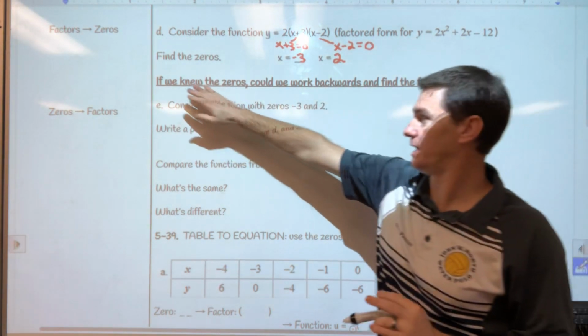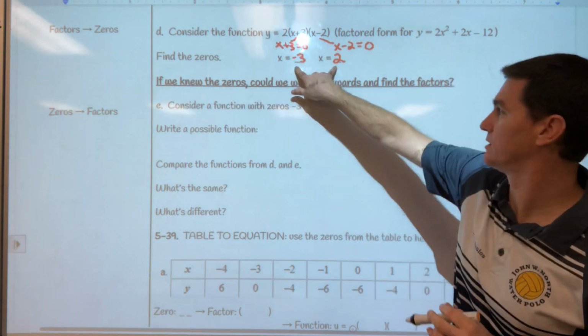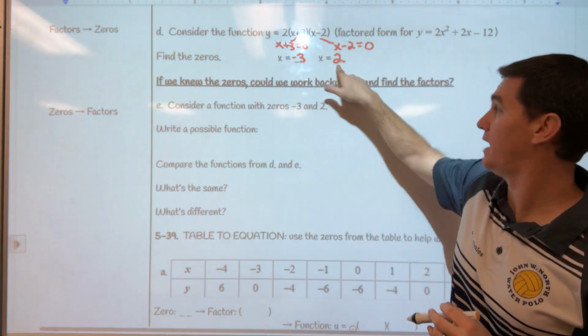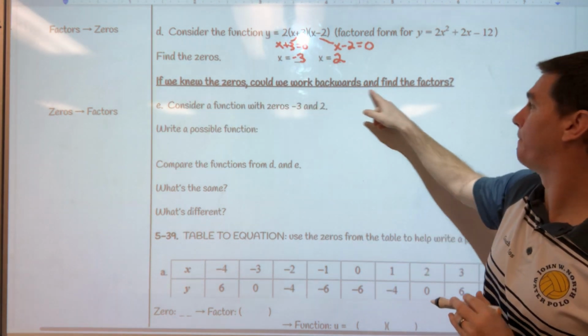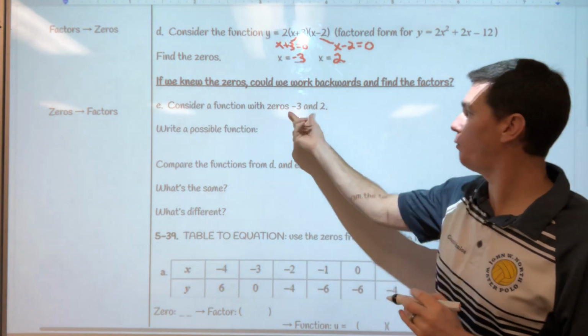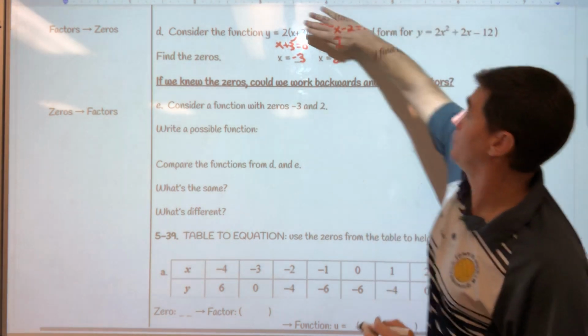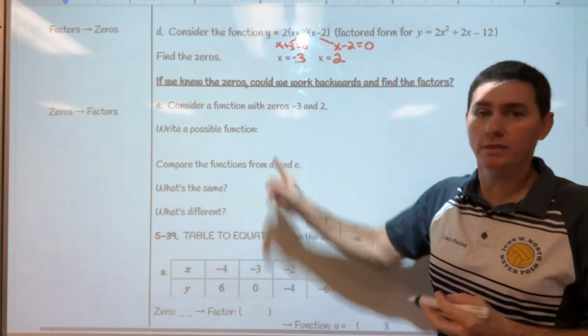Here's the main point for this lesson. If we knew the zeros, let's say we know negative 3 and 2, could we work backwards to find the factors? So let's say all we know are the zeros are negative 3 and 2. We don't know this function. What could the function look like?